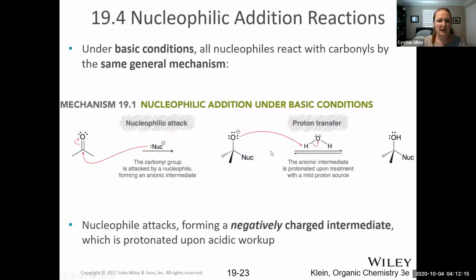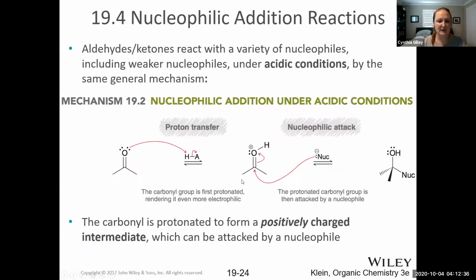So one of the things that I want you to think about going forward is, when I'm drawing a mechanism, am I doing the mechanism under acidic or basic conditions? And think about the type of intermediates you should be generating. Under basic conditions, you should have intermediates that have a negative charge or are neutral. Under acidic conditions, you should have intermediates that have a positive charge or are neutral. That can give you the idea of whether or not you're approaching the mechanism in a reasonable way, based on if you're forming the right sort of intermediates that are reasonable under the conditions of the reaction.